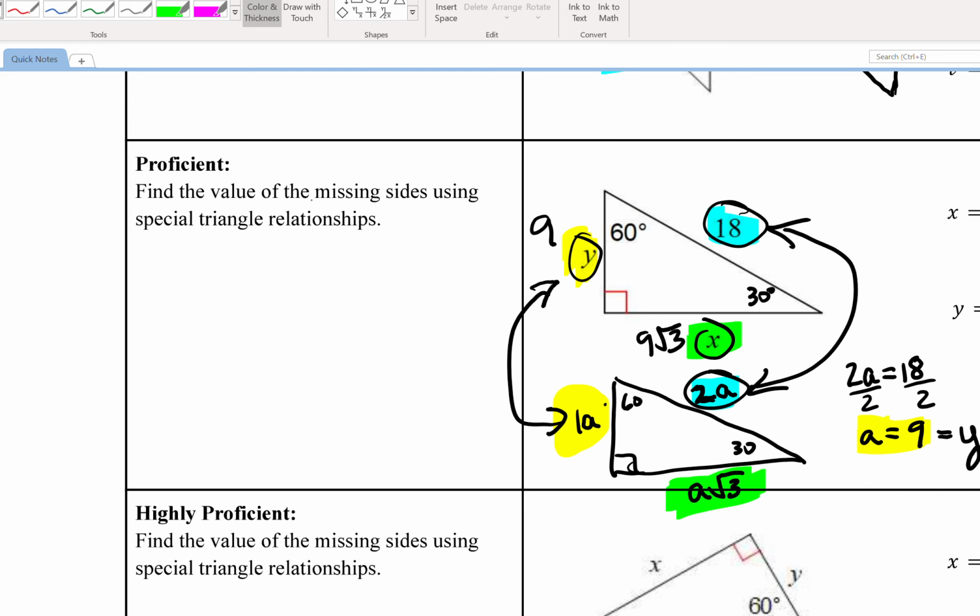Dice, find the value of the missing sides. En español dice, encuentra el valor de los lados faltantes using special triangle relationships, usando las relaciones entre triángulos especiales.